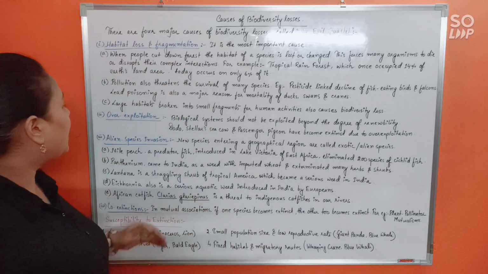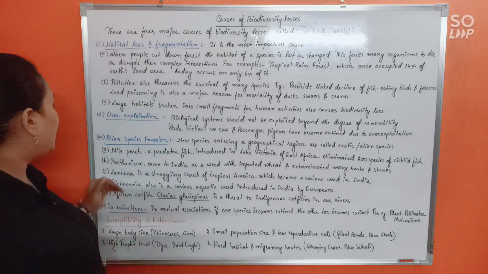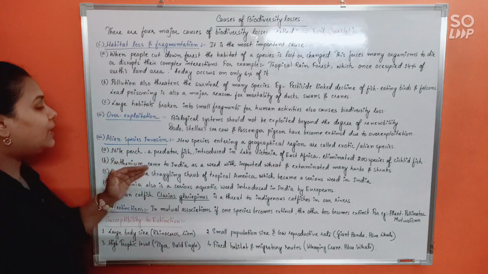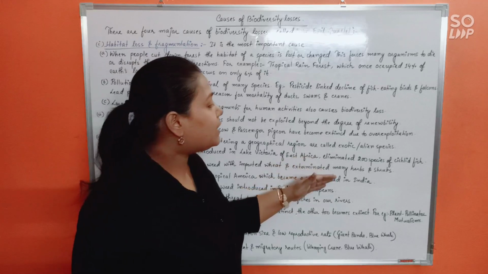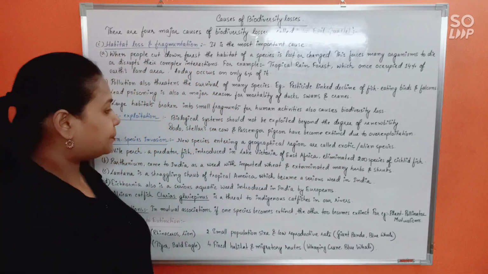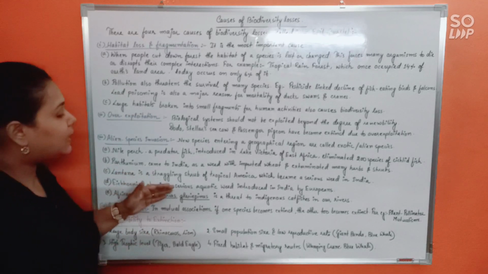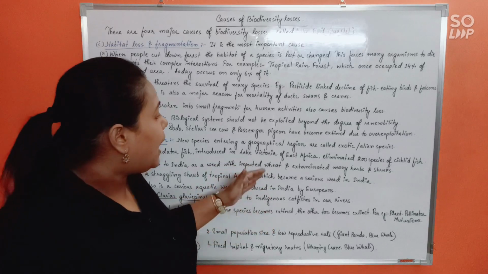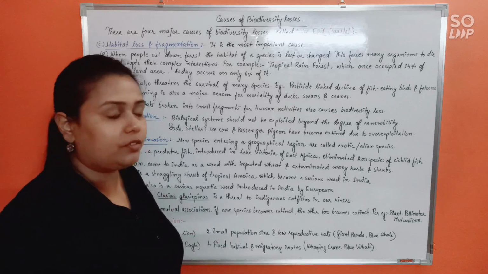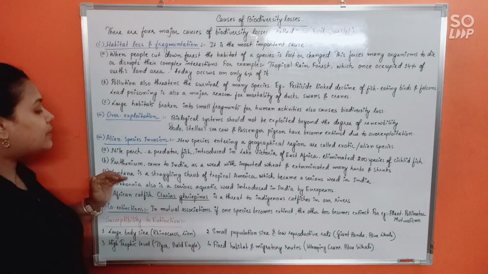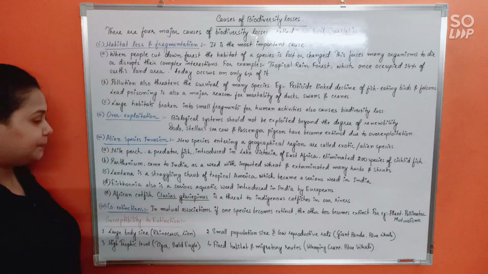Alright, so see here, new species entering a geographical region are called exotic or alien species. For example, Nile perch, a predator fish introduced in Lake Victoria of East Africa, eliminated 200 species of cichlid fish. Likewise, Parthenium, you know very well about it. Parthenium came to India as a weed with imported wheat variety and exterminated many herbs and shrubs. So today it has become a serious weed. Alright. Next, Lantana is a straggling shrub of tropical America which became a serious weed in India.